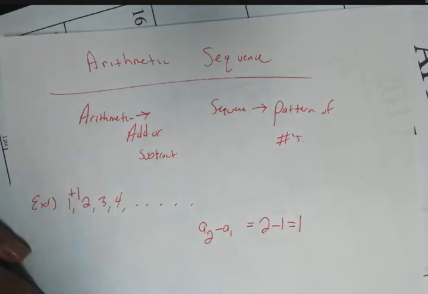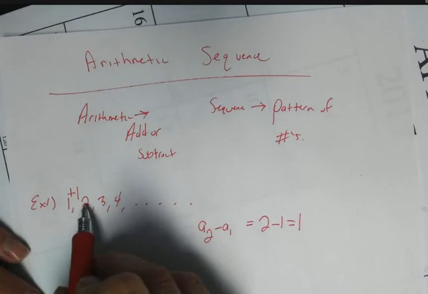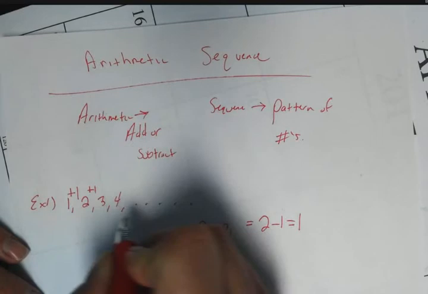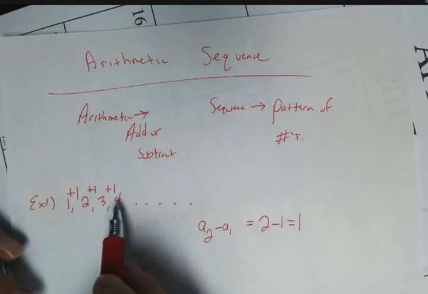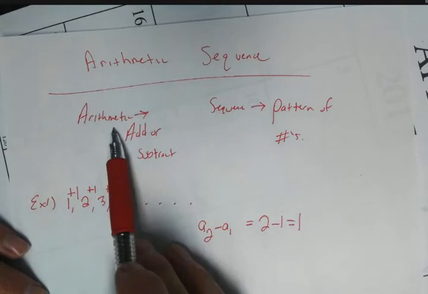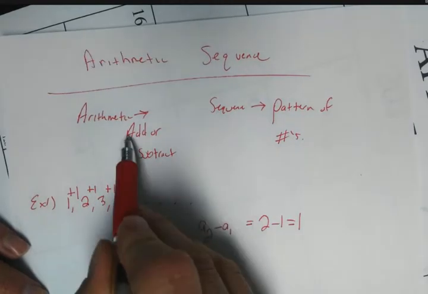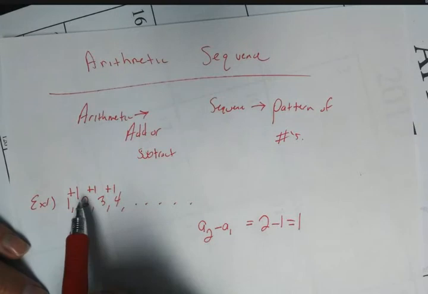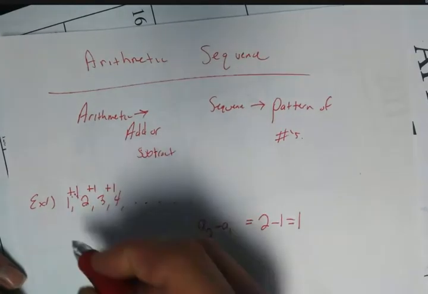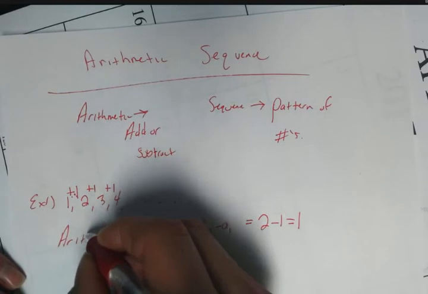And we want to check, is the difference between 2 and 3 also 1? And I put plus 1 because we're going up. And then this is plus 1. So 1, this is a sequence because there's a pattern to these numbers. 2, it's arithmetic because of these key words here, add or subtract. In this case, we are adding plus 1 each time. Okay, so this is an arithmetic sequence.